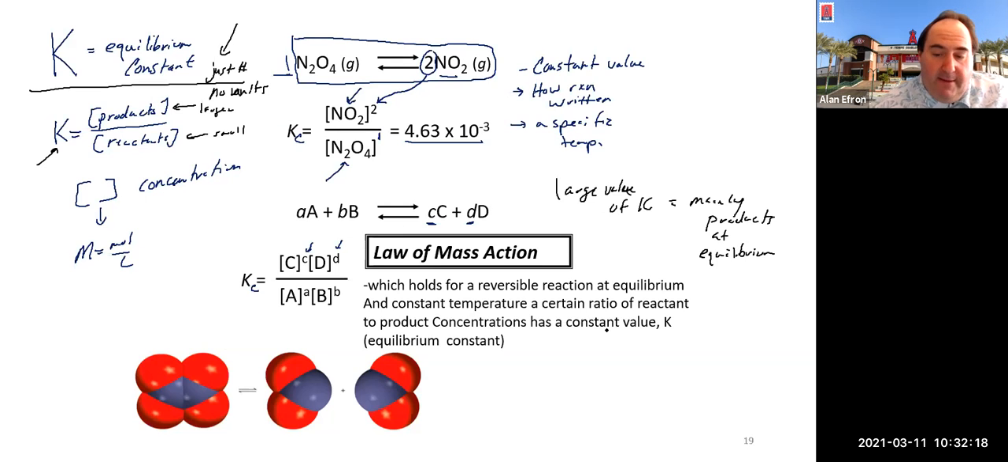What would it mean if the opposite was true, if we had a small value of K? Well, the opposite would be true. To get a small value of K, you need pretty much the opposite to occur. You need a small value up on top divided by a large value on the bottom, which gives you a small value. And that means that when we reach equilibrium, we would mainly expect to have reactants present.